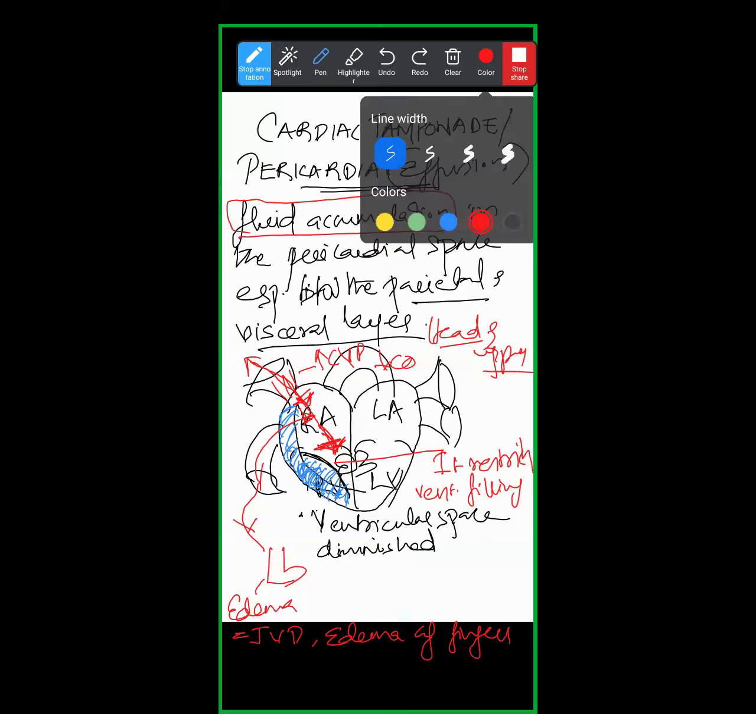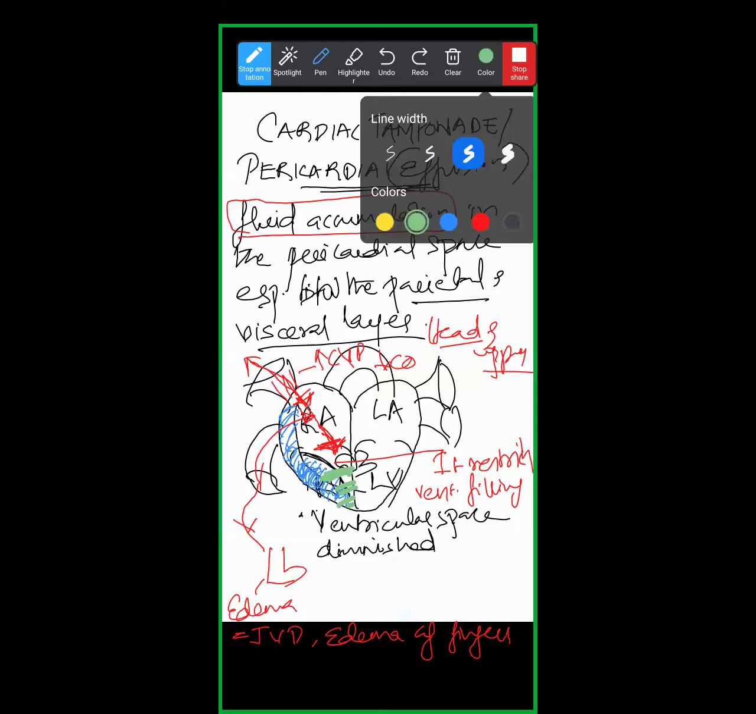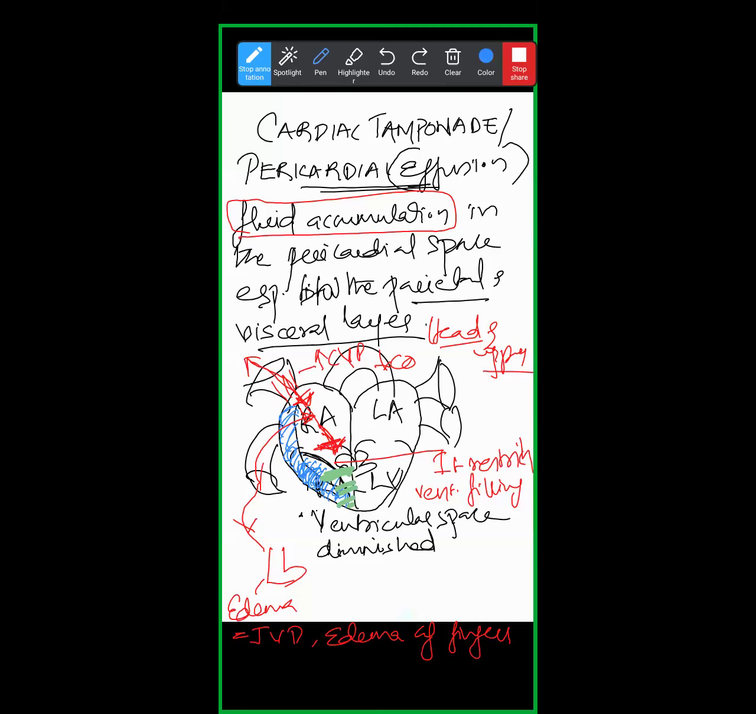Moreover, apart from this, you can see additionally many other changes. You can see here these two areas will be rubbing each other. Then we can notice what? Friction rub heard on auscultation. What you can see? Friction rub heard on auscultation.